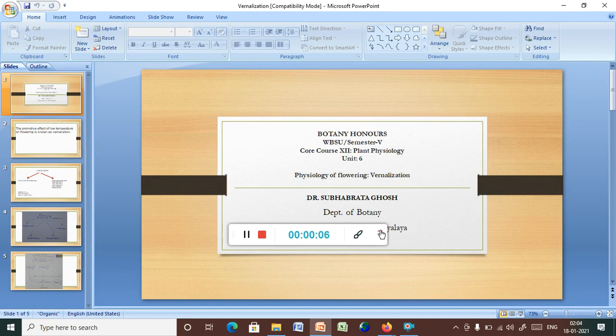Today, I'm going to discuss some basic and fundamental aspects of vernalization. This is a very important and crucial aspect of flowering. Already I discussed it in my previous lectures. So what actually is vernalization? This is the promotive effect of low temperature on flowering.